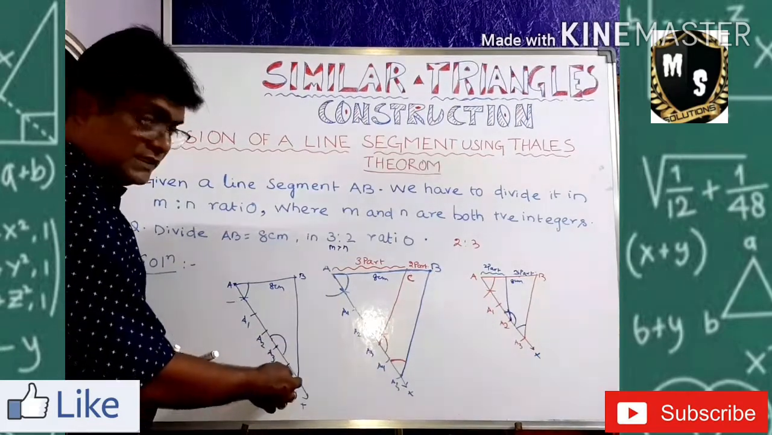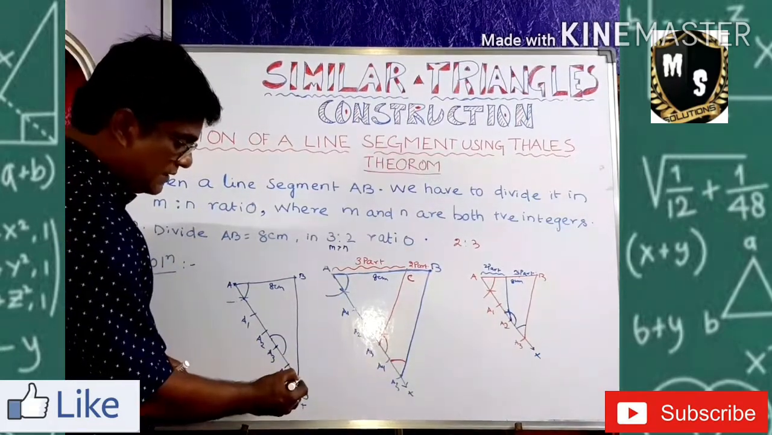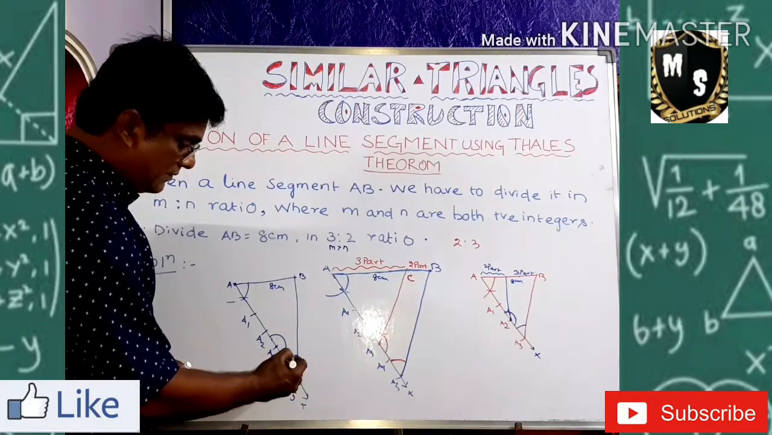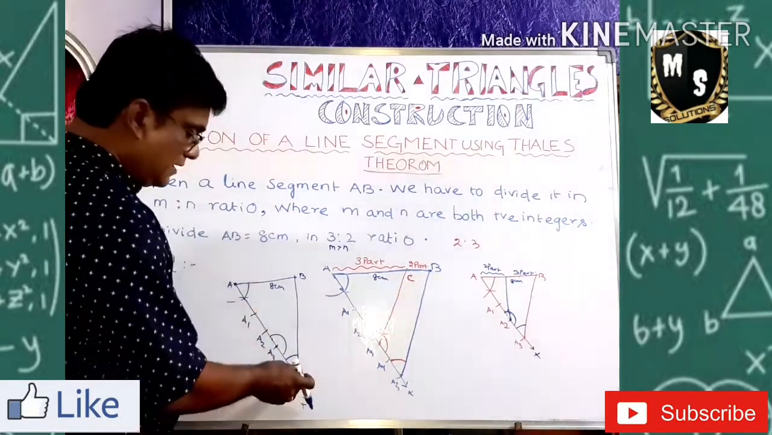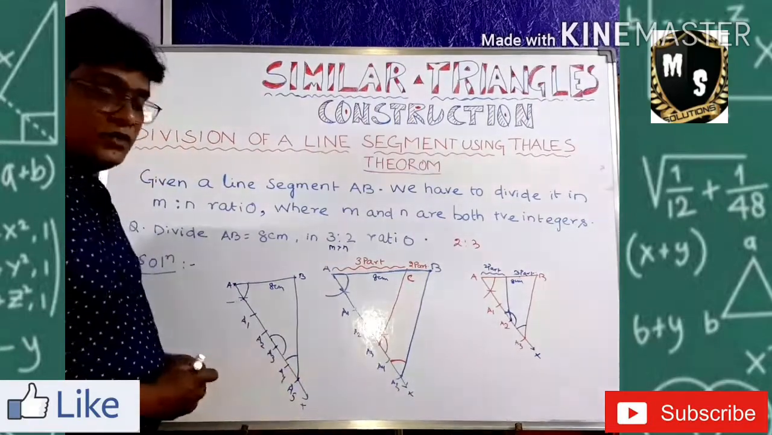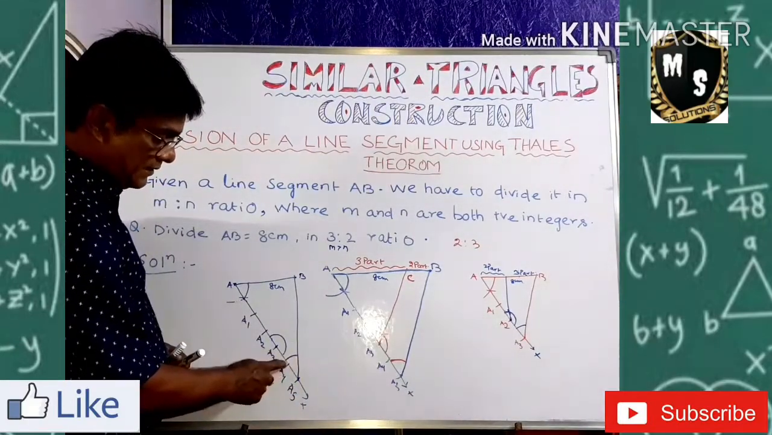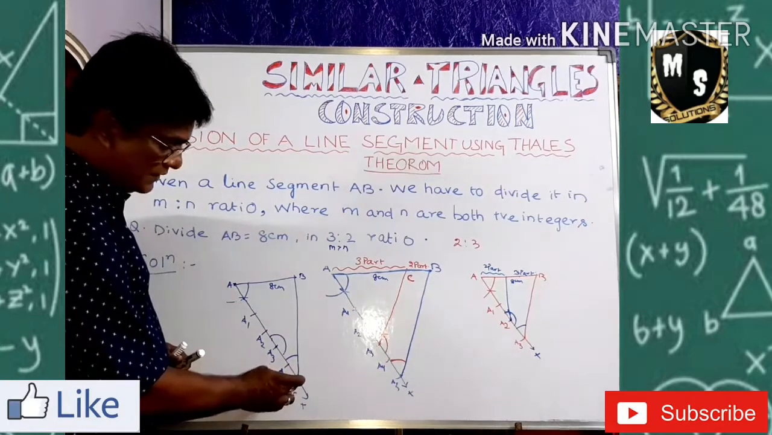Now, put your compass here and take the measurement of this angle. Take a good measurement, not too small. So this is the measurement of the angle here. Understood now? Put your compass here.